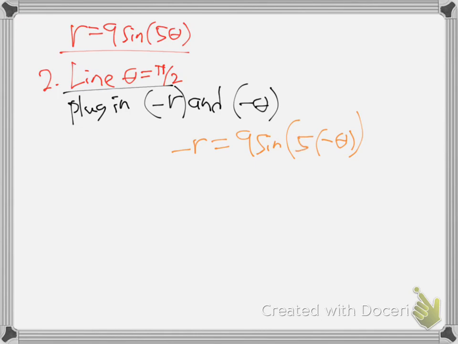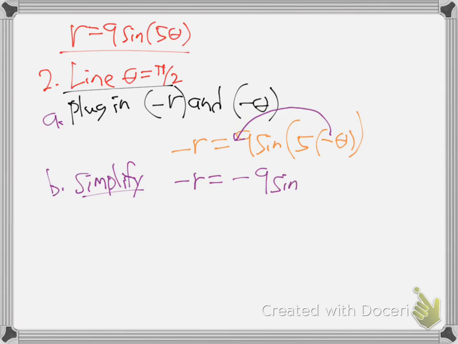Okay, now that's A. B is simplify. So when we simplify that, having plugged in negative r and negative theta, negatives inside of a sine, as we know, come to the front. Comes negative r is negative sine 5 theta. Good so far? Right? Negatives in a sine or tangent, odd function, come to the front. Now, can we simplify that further?